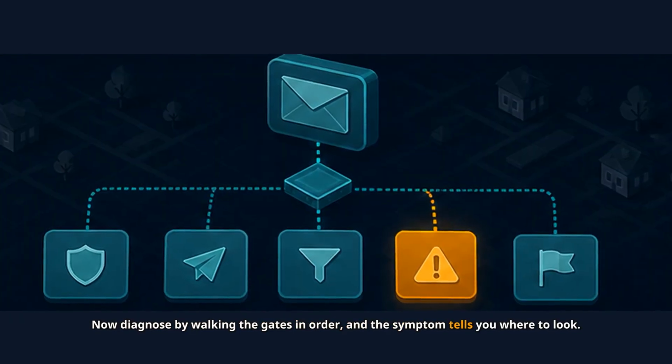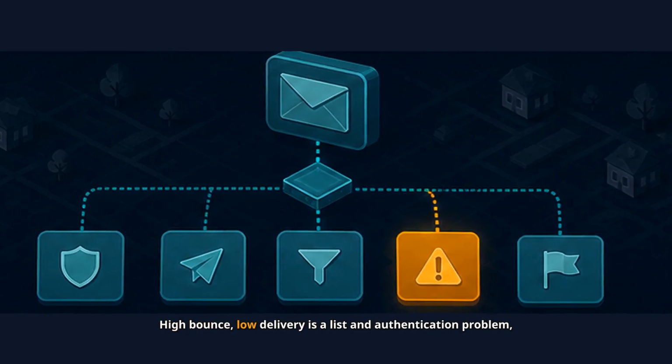Now diagnose by walking the gates in order, and a symptom tells you where to look. High bounce, low delivery is a list and authentication problem, so fix the source and the records before you touch the copy. Normal delivery, low opens points at the subject, the sender name, or list fatigue. Good opens, weak clicks means message mismatch, so sharpen the call to action. Good clicks, weak conversions is a landing page or office problem, and that's where most roofing email money leaks. Rising complaints means stop. Don't send more email to fix a reputation problem.